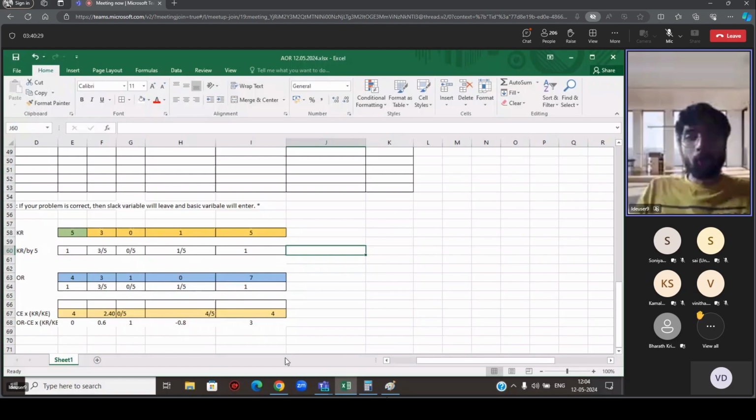Remember this. You should be worried only when both the decision variables or basic variables disappear, and there are no more decision variables.